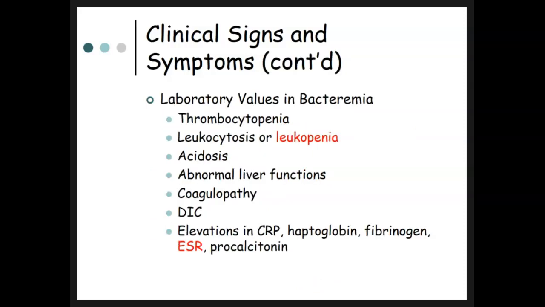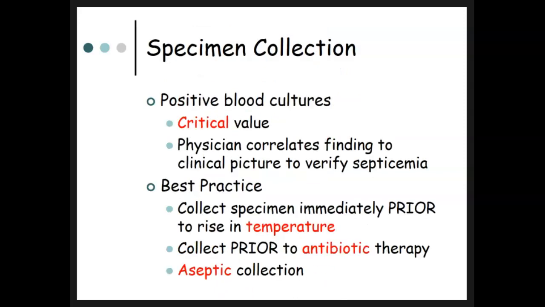We're going to see decreased platelets, increased white blood cells, or really low white blood cells if they're all wiped out, acidosis, abnormal liver function, coagulation problems, maybe DIC, and elevation in our inflammatory reactive proteins like CRP, haptoglobin, fibrinogen, sed rate, procalcitonin. Procalcitonin is a great newer test that indicates infection.